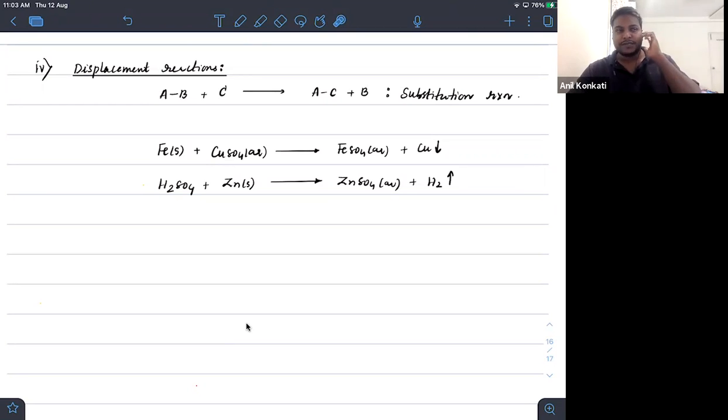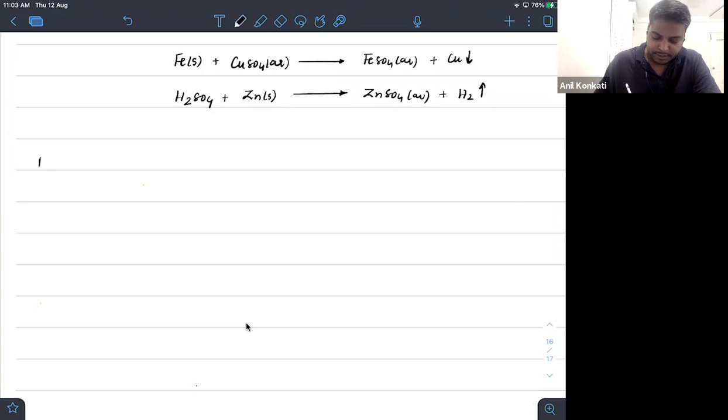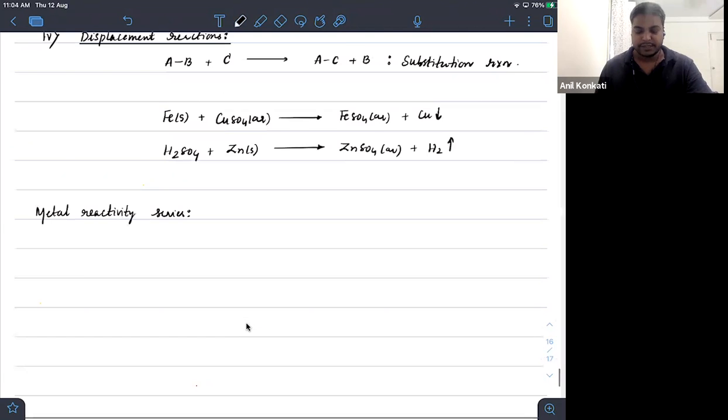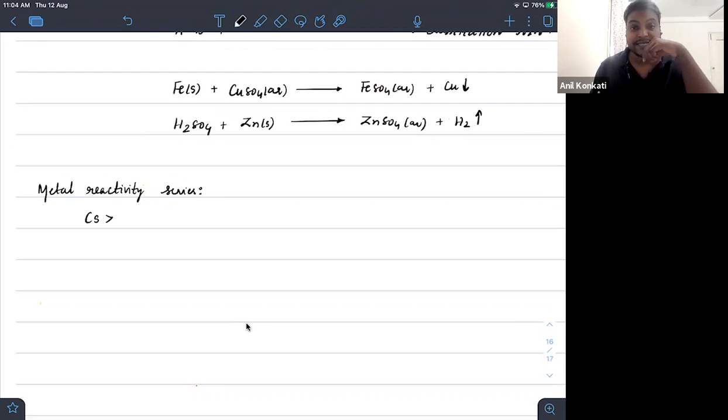Correct? Which means there is a certain level of reactivity of every metal, right? Some metals may get dissolved in some other solvent. So this is called the metal reactivity series. So I want all of you to write along with me. What is the metal reactivity series? Out of all of this, cesium is the most reactive. CS, cesium is most reactive. Then comes potassium, sodium, calcium. Up to this, these are very, very reactive metals.